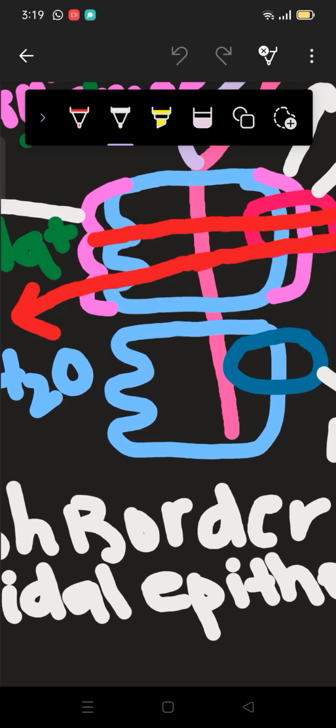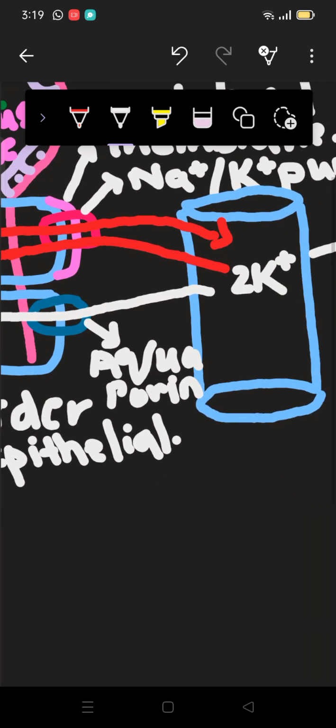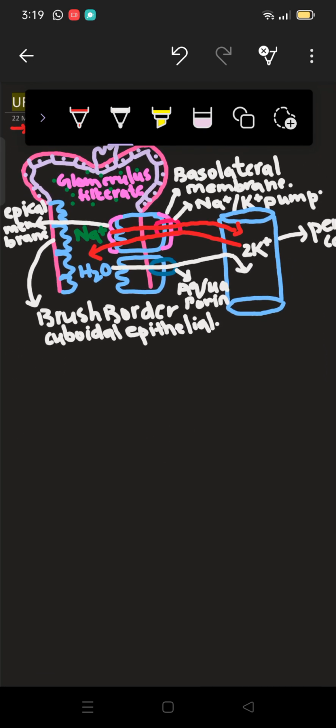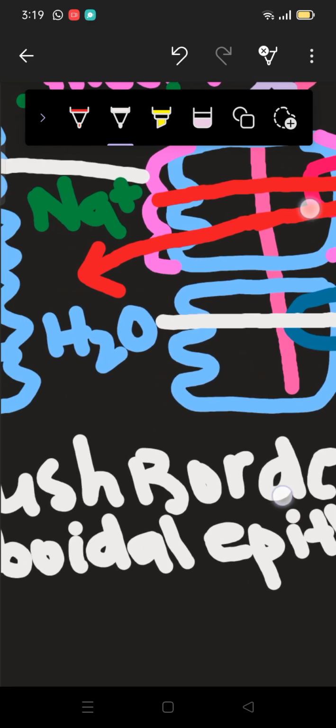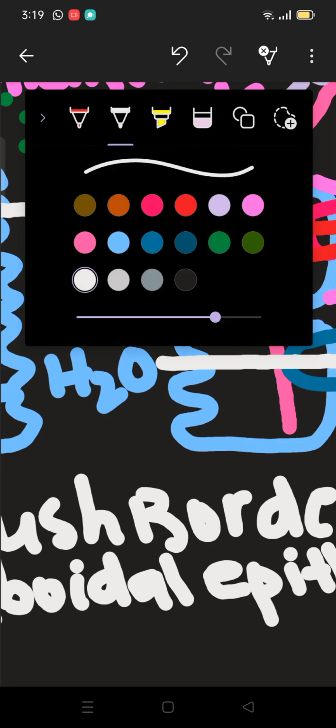So I'm going to write this with white color. So water would be absorbed here as well. So now what is remaining? Glucose. So here we have one co-transporter which will take sodium as well as glucose to the peritubular capillaries. Co means with, and transporter means to transport. So these both are transporting glucose and sodium ions together.